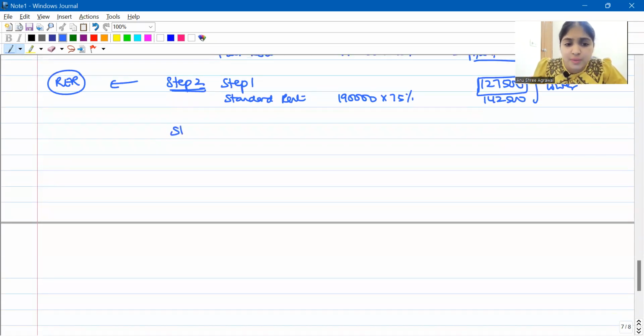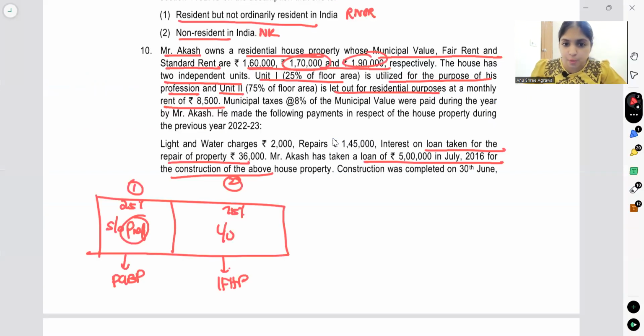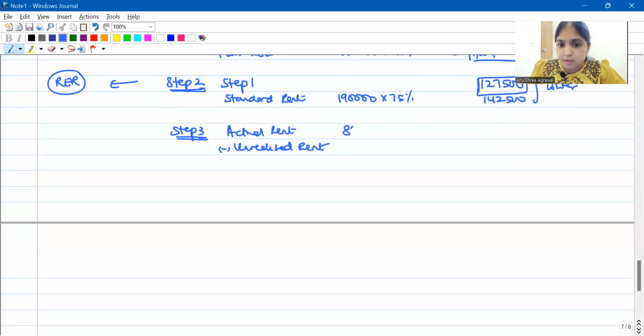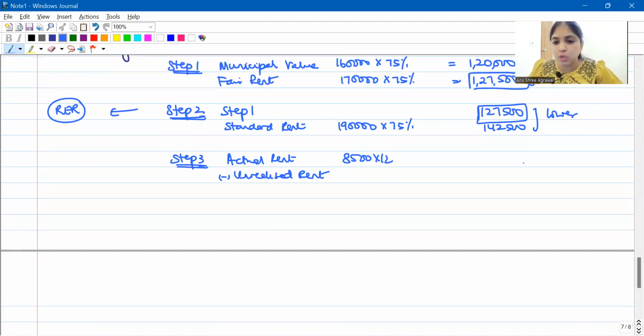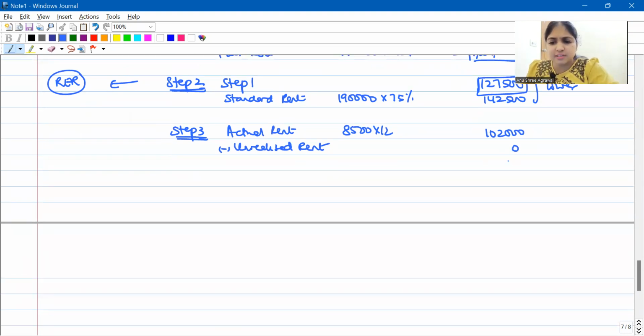Right? Then after this, we have step 3. What will step 3 be? Step 3 will be actual rent minus unrealized rent. Now, what is the actual rent? For how much has my assessee let out the property? Unit 2, he has let out at a monthly rent of 8,500. So 8,500 into 12, which works out to 1,02,000. Okay, the question doesn't talk about any unrealized rent and all. So actual rent minus unrealized rent, I'll stick to 1,02,000.